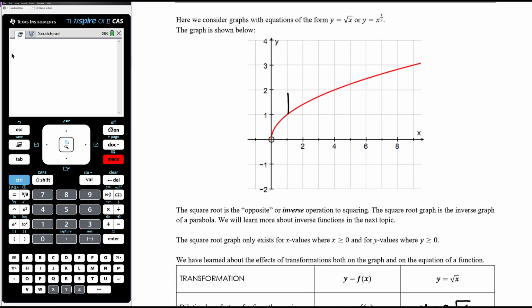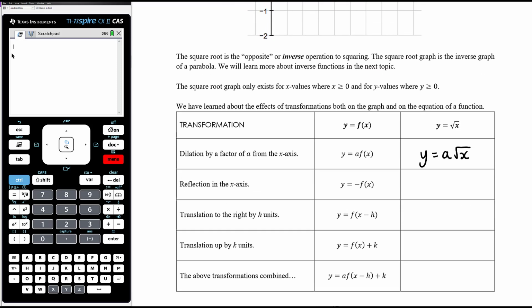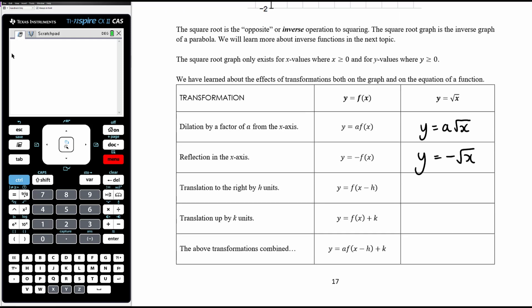Okay, so therefore, multiplying each value by the same quantity, we would get a sort of taller square root graph. Reflecting in the x-axis, we know is when we multiply the whole function by -1. So if our whole function here is square root of x, reflecting it in the x-axis is negative square root of x. We just talked about that one previously. Translating to the right by h units is when we replace just the x part of the function with x minus h. So just replacing under the square root, square root of x minus h will translate to the right by h units.